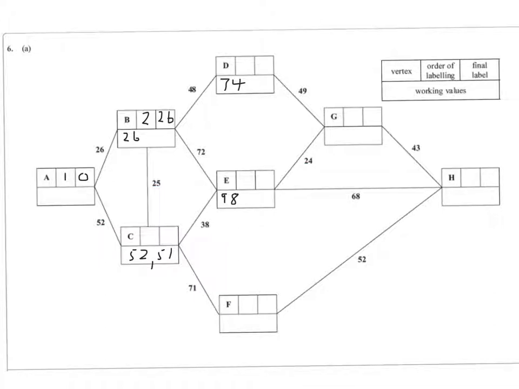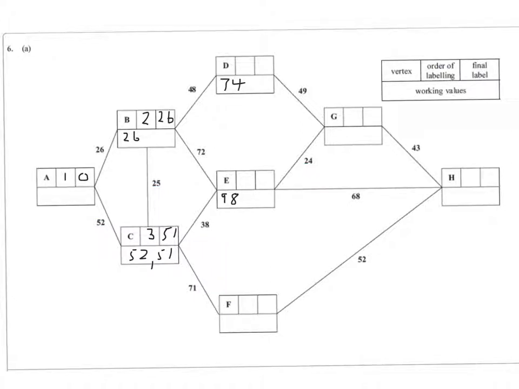Dijkstra's algorithm says we should look at the working values at all vertices without final labels. Select the smallest working value. Well, the smallest number out of 74, 98 and 51 is 51. So C is the next one to be labelled. That's number 3 and that's 51.